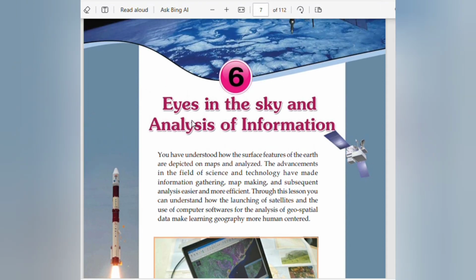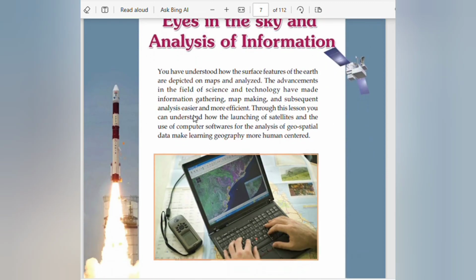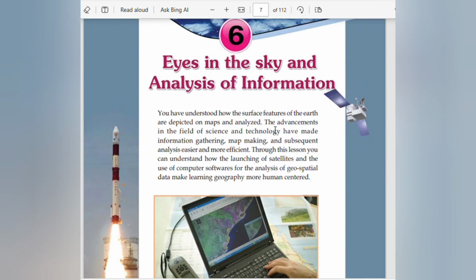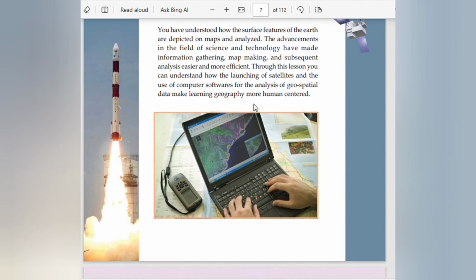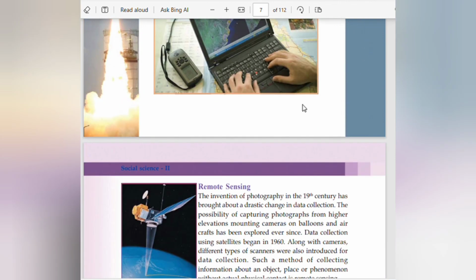Today in class we are going to learn the sixth chapter, Eyes in the Sky and Analysis of Information. You understood how the surface features of the Earth are depicted on maps and analyzed. The advancement in the field of science and technology has made information gathering, map making, and subsequent analysis easier and more efficient. Through this lesson, you can understand how the launching of satellites and the use of computer software for the analysis of geospatial data make learning geography more human-centered.